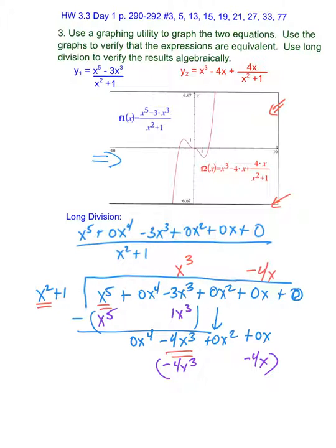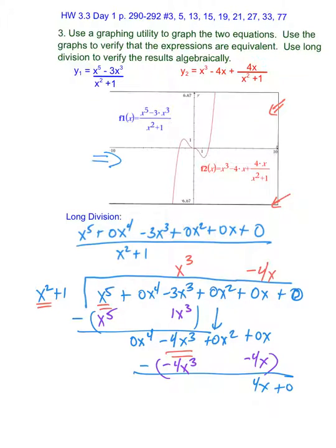All right, now we're going to go ahead and subtract. So negative 4x cubed minus negative 4x cubed is 0x cubed. So I'm not going to write anything there. 0x squared minus 0x squared is 0x squared. I don't think we need to write that because that's going to be the leading term here. And 0 minus negative 4x is like 0 plus 4x, which is 4x. And then we can bring down another 0.